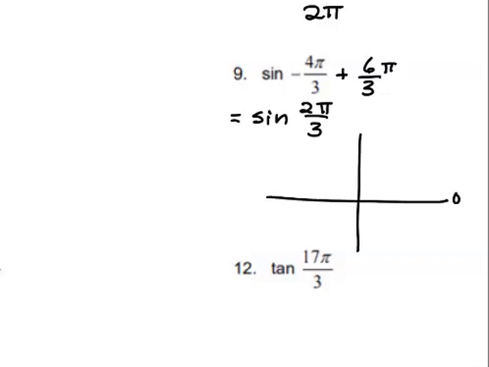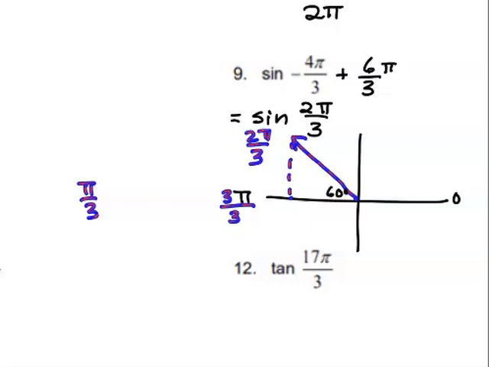So if this is 0 and this is pi, where would 2/3 be? Well, 2/3 of the way is something like this. 2/3 of the way to pi. So the difference between 2/3 and 3/3 is 1/3 pi. So the reference angle here is 1/3 pi, which is the same as 60. So you can put pi over 3 in the corner, but if you want to put 60 and do it like you were doing before, that's fine.